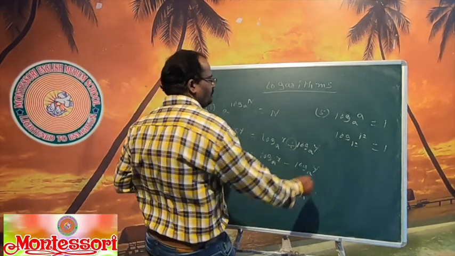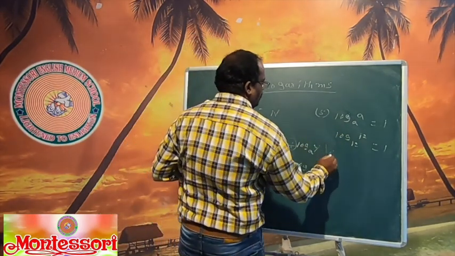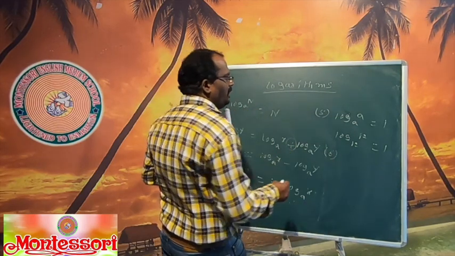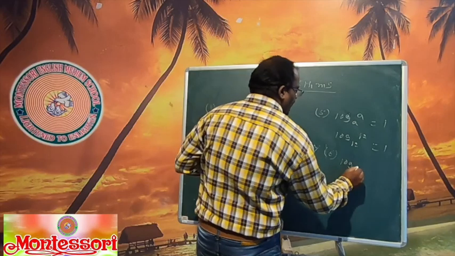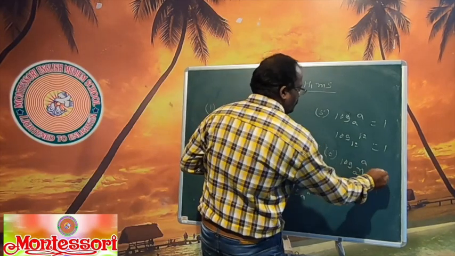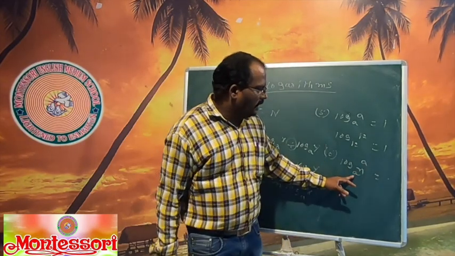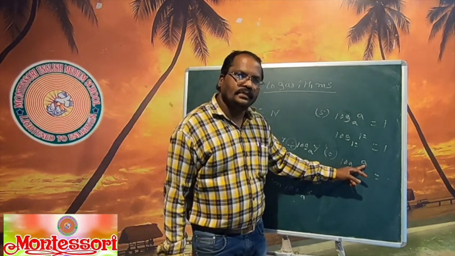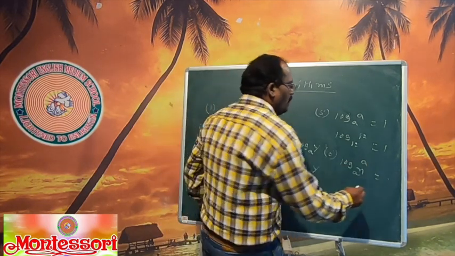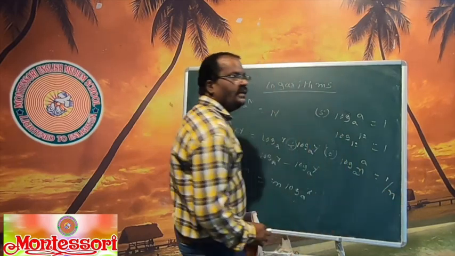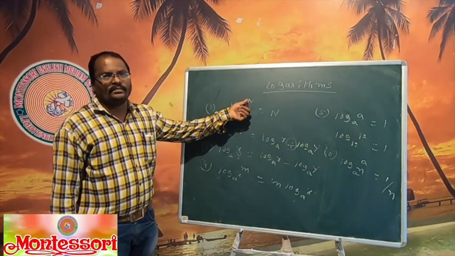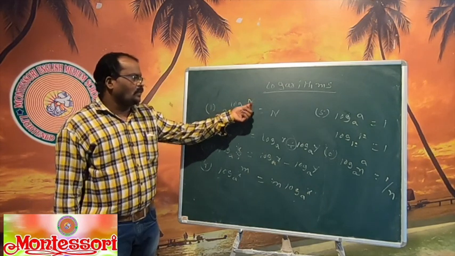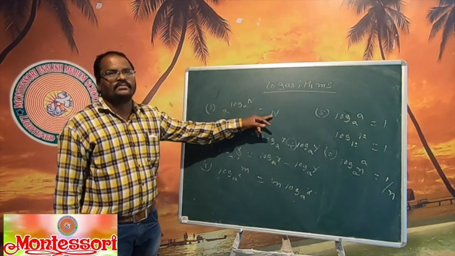And one more thing is there. Log of a power n base a, the answer becomes 1 by n. Again, log of a power n with base a: a is the base, and the power is n, so the answer becomes n.